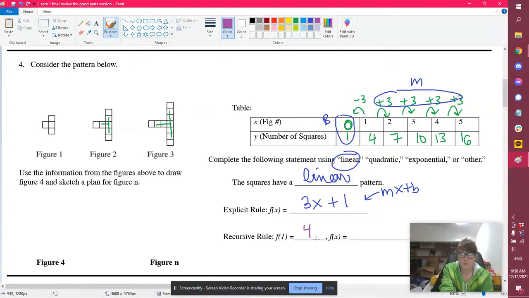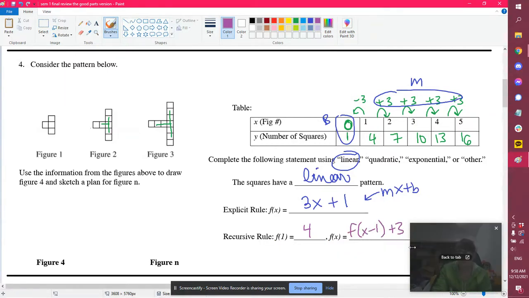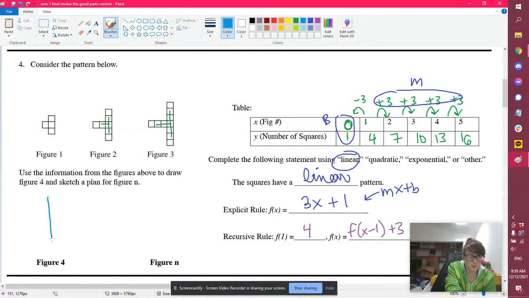For the recursive rule, I start at a point, so f of 1 is 4. And then the xth term is just the one before it plus 3. Again, bonus. For figure 4, I just want to add 1 on each of the leaf sides for figure 3.